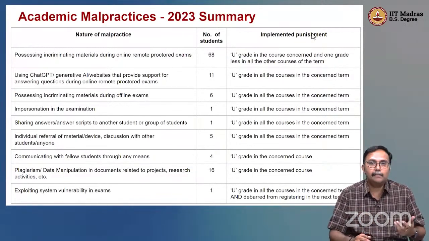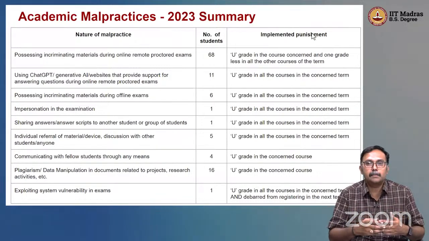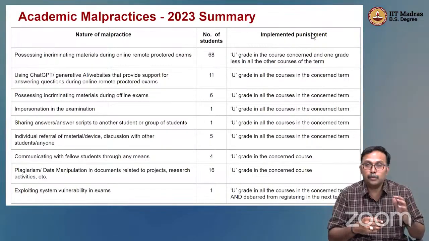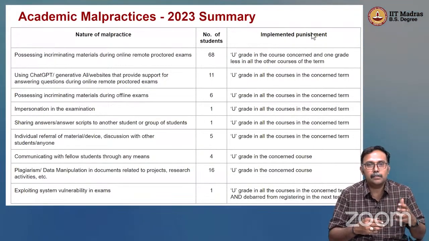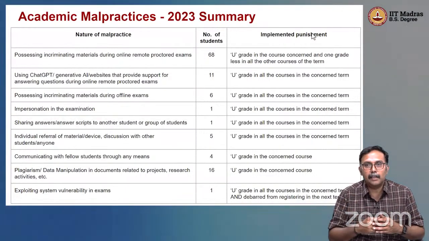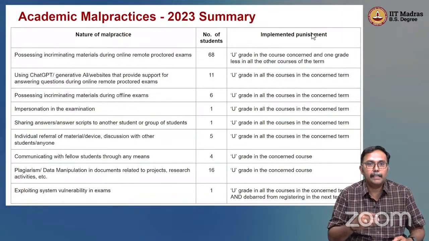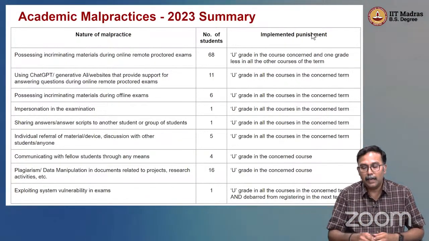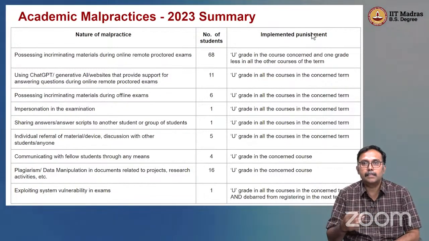Communication with other students through any means, it could be just WhatsApp or some other communication mechanism during an exam. It is considered to be academic malpractice, and if you do that, you get a U grade in the concerned course. Plagiarism or data manipulation has also resulted in U grades for students, and exploiting system vulnerability is a very serious offense, and the student who actually did this has been given a U grade in all the courses in the concerned term and has been debarred from registering for courses in the subsequent term.